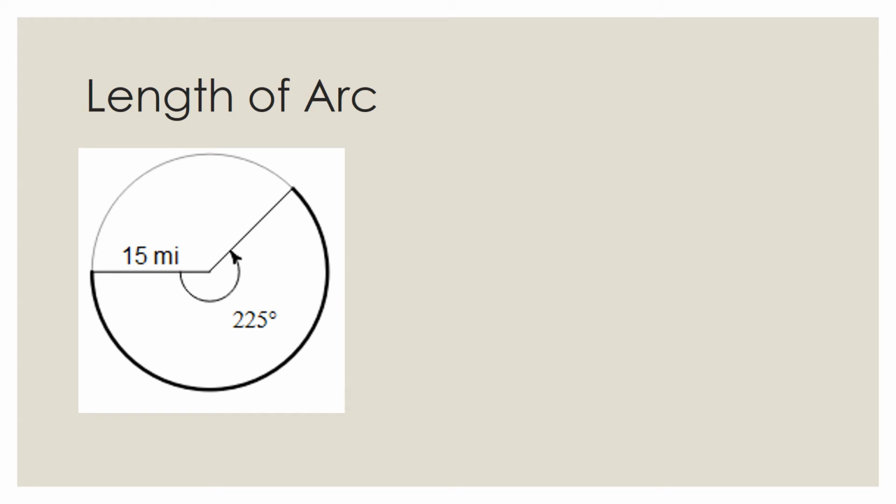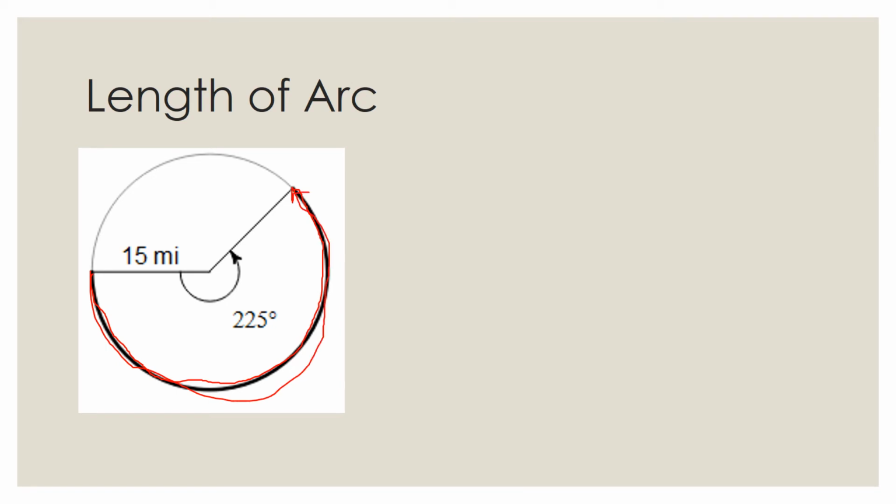Now we also have things that are called arcs. So when we're talking about arcs, we're talking about the circumference of the circle. So arcs are the circumference of the circle. They're very similar to the same way that we find our areas of sectors. So we're going to look at this 225 degree piece. We want the distance from this side of the circle to this side of the circle.